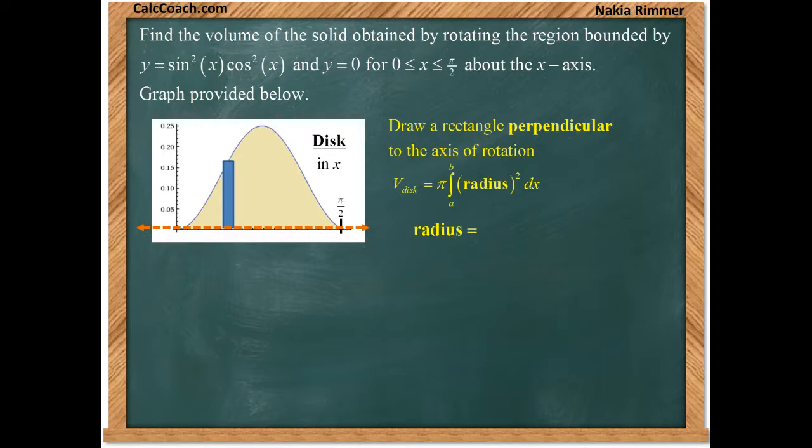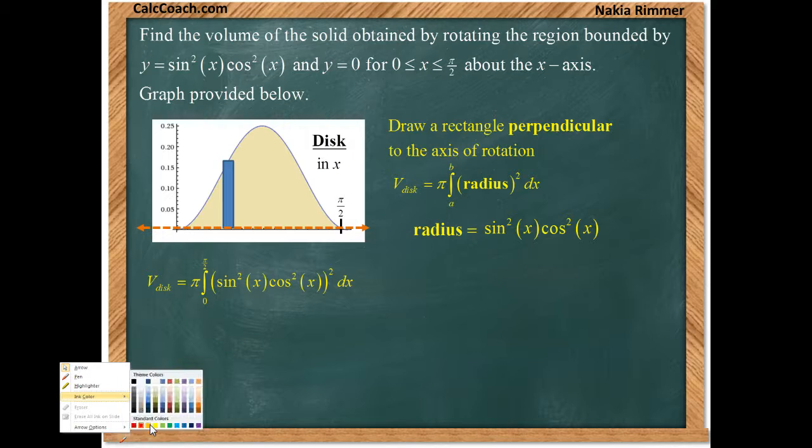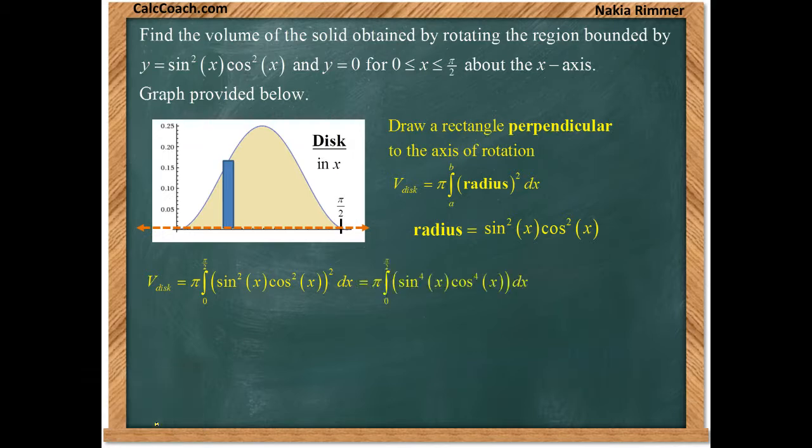In the disk method, the radius is just the distance, how long the rectangle is, and here it's the height of the function. It is sine squared x times cosine squared x. The a and the b are 0 and pi over 2. So to get the volume, we must then square sine squared cosine squared. Alright, in doing that, we're going to call it sine to the fourth times cosine to the fourth.